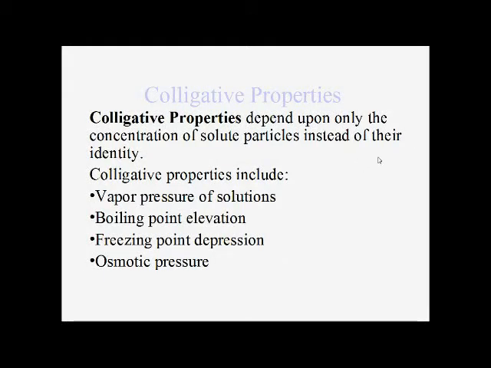Colligative properties are properties that depend upon only the concentration of solute particles and not upon their identity. And when we talk about solute particles, we're talking about all particles in solution. So if we dissolve an ionic compound in solution, we are talking about the concentrations of the ions in solution. These colligative properties include vapor pressure of solutions, boiling point elevation, freezing point depression, and osmotic pressure and osmotic flow of solutions.